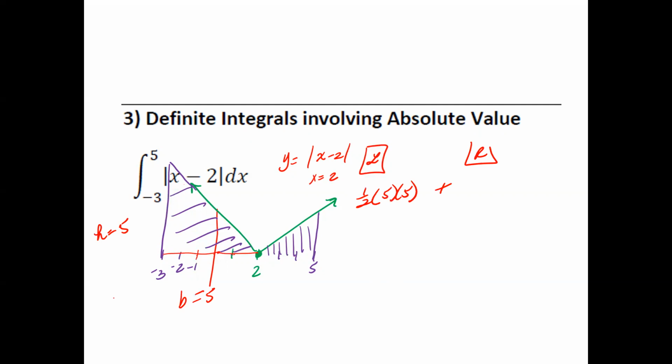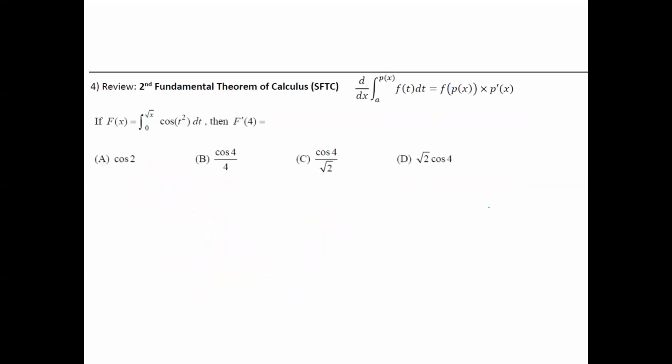Plus your right triangle. Your right triangle with the base between 2 and 5 is a 3. Your height at 5, 5 minus 2, absolute value, is a 3. So 1/2 times 3 times 3. So then 25 over 2 plus 9 over 2 is just going to give you 17. And that's your answer. So it looks kind of like a difficult question, but really it's not that difficult. It's fairly simple for the most part.